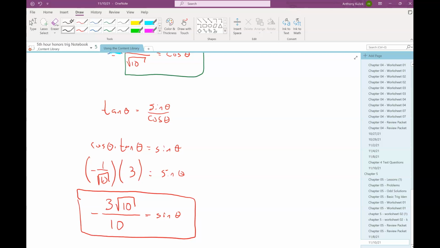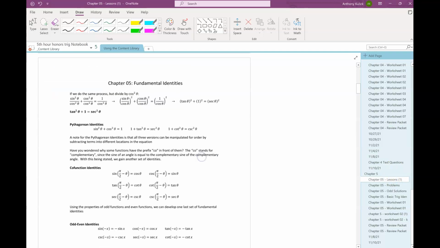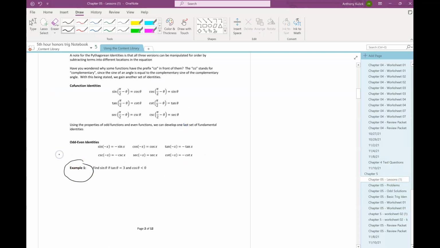I have a question. Yeah. Which page of chapter 5 was that example from? It's the bottom of page 2. That's the example I'm referring to. I think the work for it rolls over onto page 3. Okay, no problem. Okay.